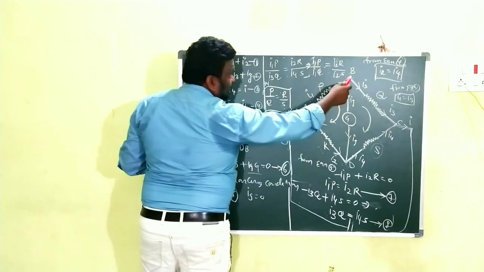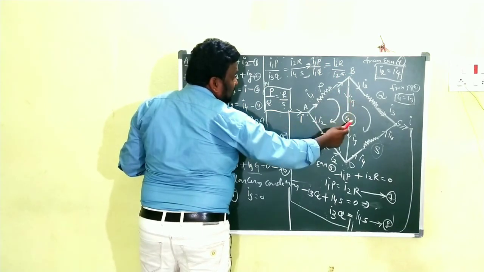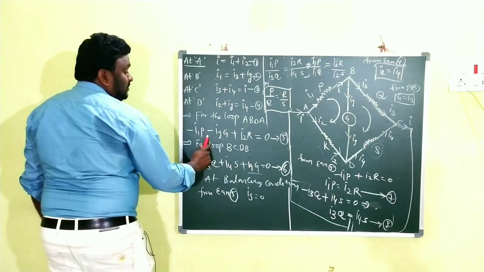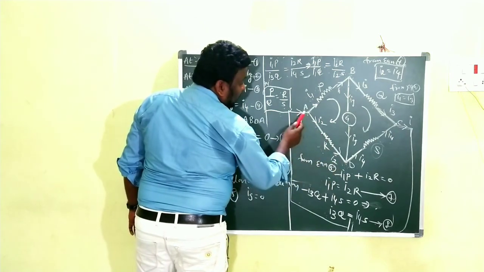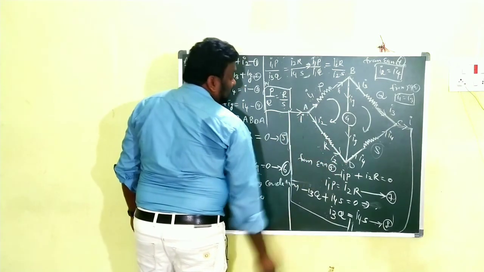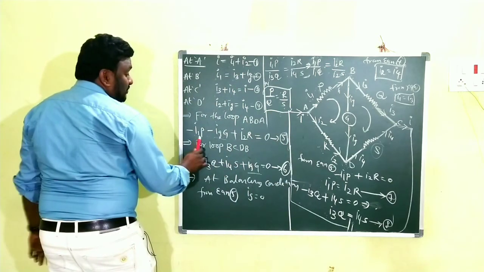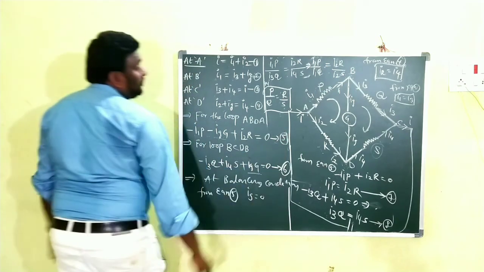And next here, the current is I_Z, resistance is G, then the potential is I_Z into G. Again we are in the direction of the current, that's why it is minus I_Z into G. Now here from D to A we are moving, but the current is from A to D. That's why they are in opposite direction, so the potential I2R should be taken as positive. I1P minus I_G G plus I2R is equal to 0. This is equation number 5.